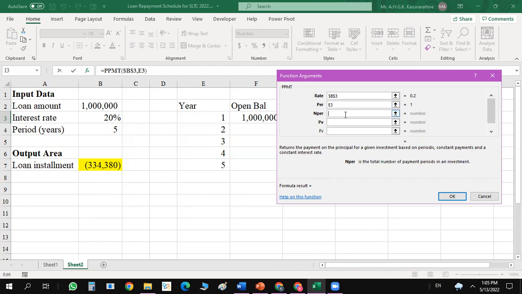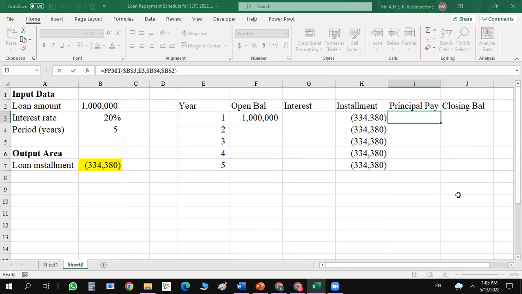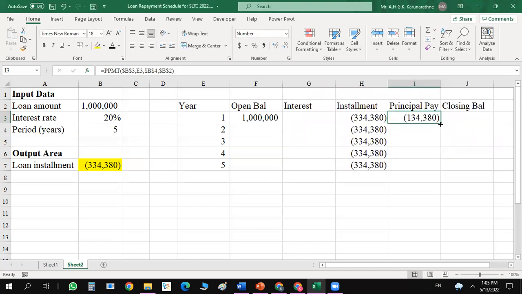NPER means the number of periods. It is 5 here, and make it constant, fixed. Principal value is our loan, and make it constant because we are going to drag it down. Future value, we don't need any cash balance, so leave it blank. And type, leave it blank. Why leave it blank? Because blank or 0 implies you are making the installment payment at the end of each period. Say okay. So this is the year 1 repayment.